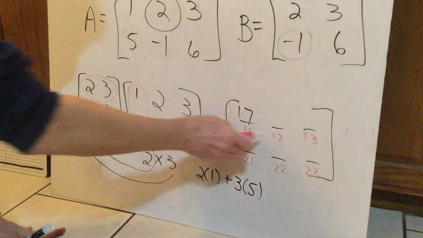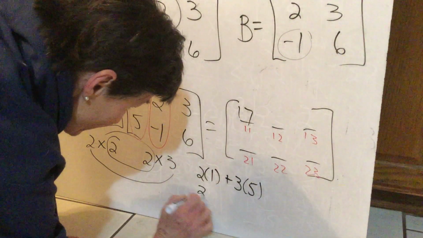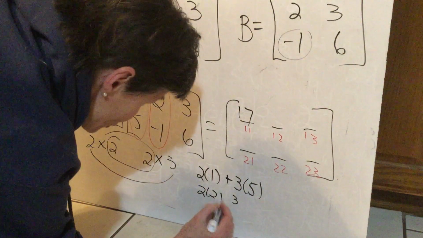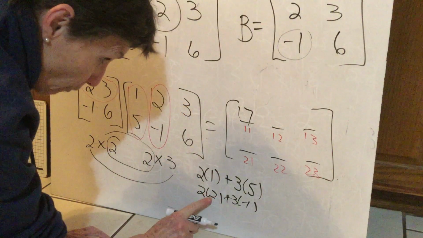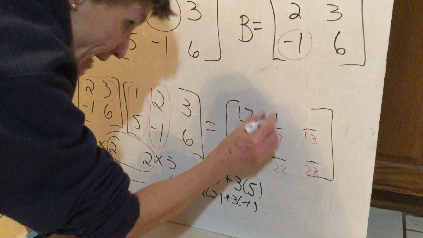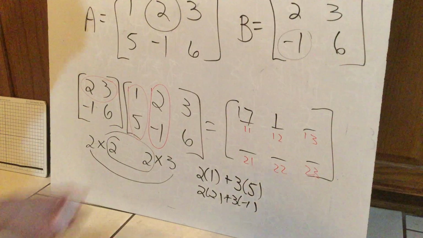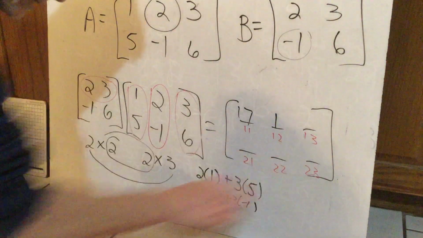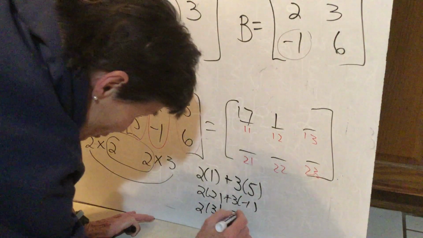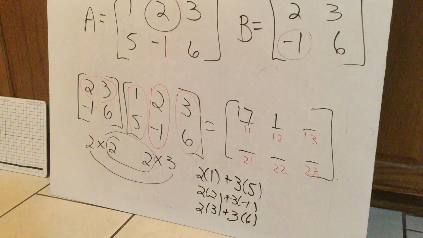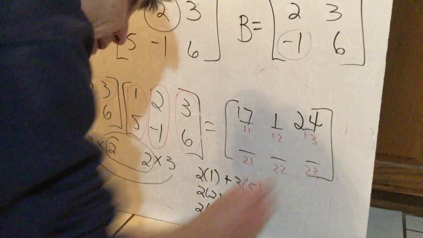Now, I'm going to do exactly the same thing here, only I have to use row 1 and column 2. So row 1 is still 2, 3, and column 2 is 2, -1. So I'm going to multiply those together. So 4 plus -3, so that number is a 1. And then we'll move over here. Row 1, column 3. So row 1 is still 2, 3. And column 3 is 3, 6. So now I'm going to multiply those together and add them. So 6 plus 18, so that gives me a 24.